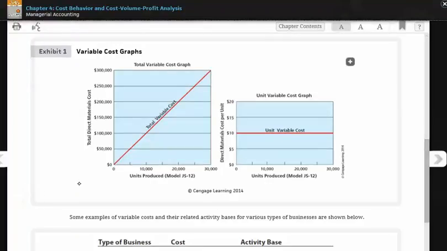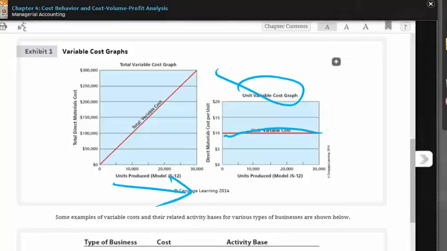On a per unit basis, the graph here is $10 continuously all the way across, no matter how many units we do. It's going to be $10 within the relevant range. But as the quantity increases in this graph, our total cost will increase at the rate of $10 per unit. So graphically speaking, we can see that.